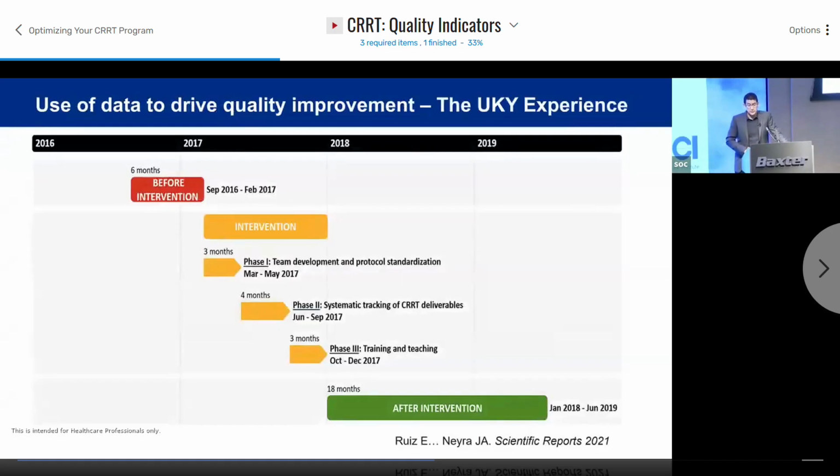Now, this is what happened, right? This was back in 2016. The reason this started is because I just asked, can someone give me the CRRT protocol? It took about a month to find where the protocol was. And then I noticed that it was written by someone who was no longer at the institution. And the protocol was favoring doing CVVH, and the practice was very heterogeneous.